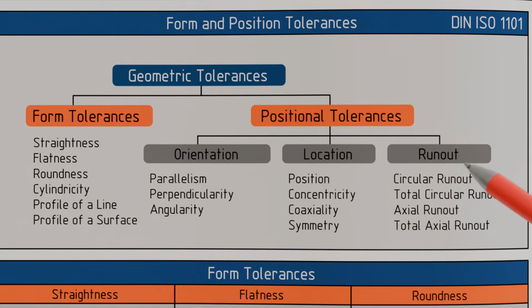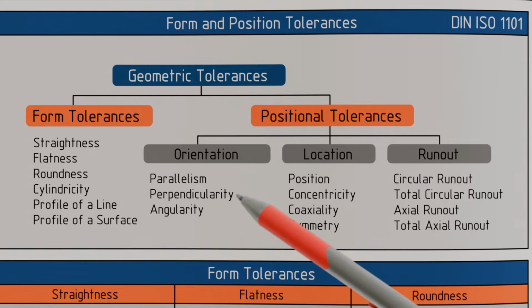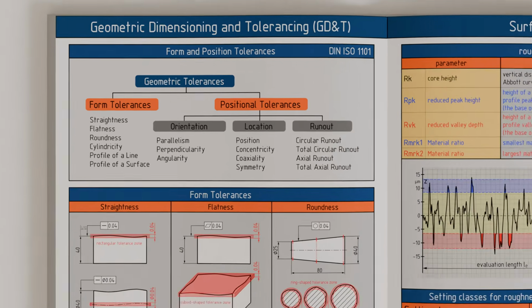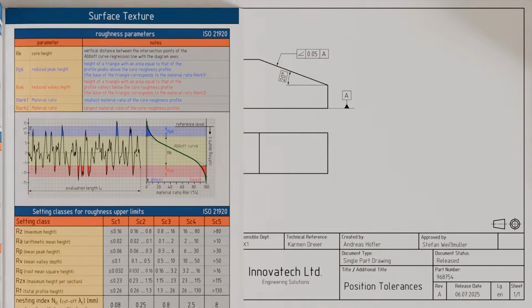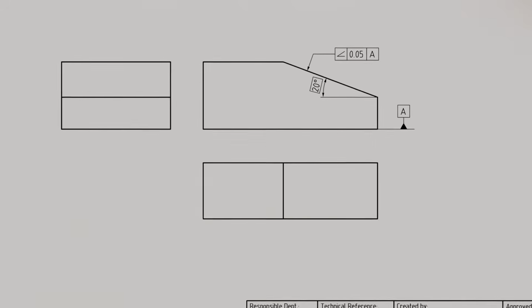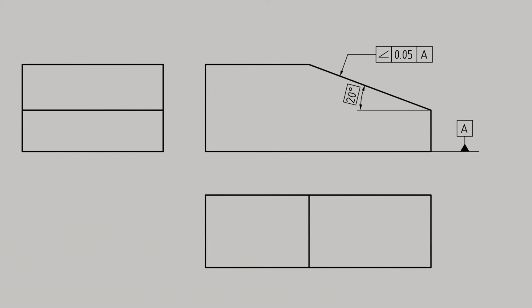tolerances, and runout tolerances. In the following, the orientation tolerance of angularity will be examined in more detail, which also includes the special cases of perpendicularity and parallelism. Basically, positional tolerances always have a so-called reference, also called a datum, because a position can only be meaningfully defined in relation to another geometric feature, unlike form tolerances.